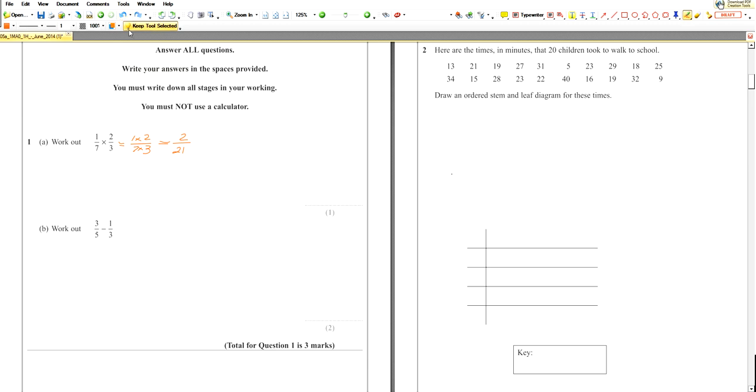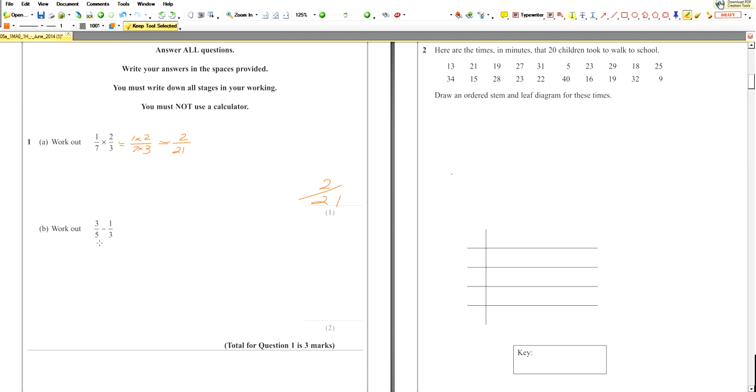Okay, let's just make that one look a bit more clearer. 2/21. Now, the next question, we have 3/5 minus 1/3. Because we have fifths and thirds, they're not the same type of fraction, we need to make them the same. We call it making them equivalent.